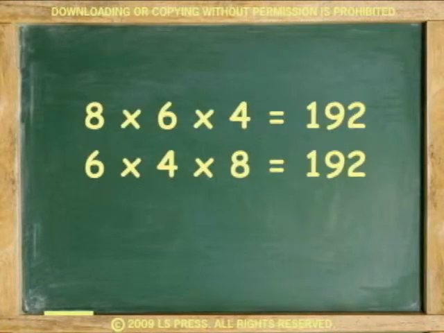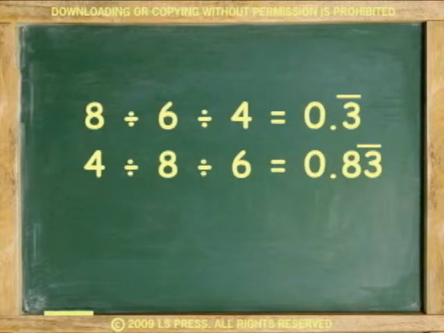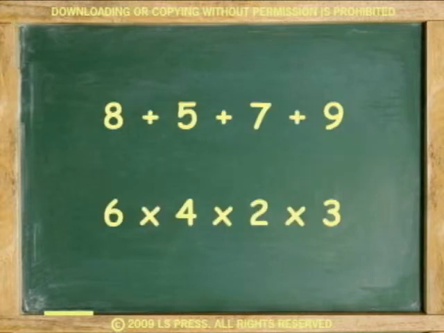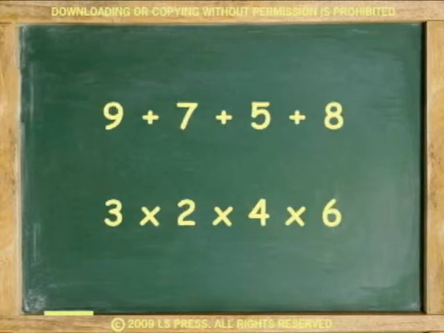Or multiply 8 times 6 times 4 equals 192, and rearrange it to 6 times 4 times 8 and still get the same answer of 192. If you try the same with division, 8 divided by 6 divided by 4 and 4 divided by 8 divided by 6, it will not work. This is what is called the commutative property of addition and multiplication. In other words, changing the order of the numbers will not affect the answer. The word commutative means exchange.